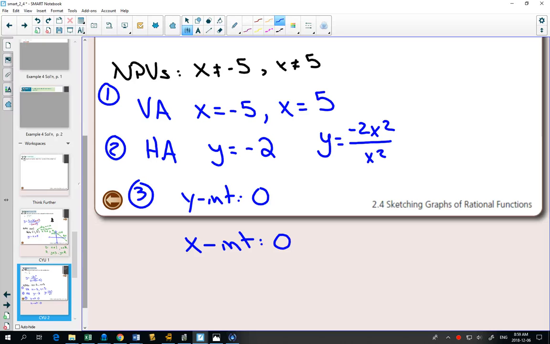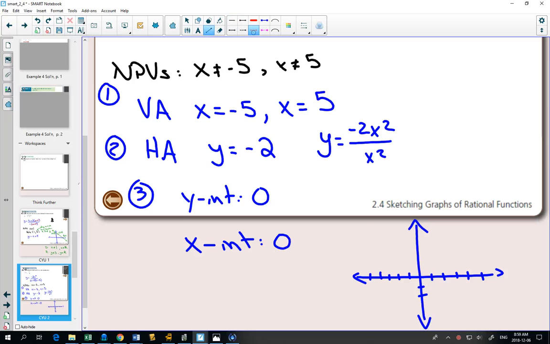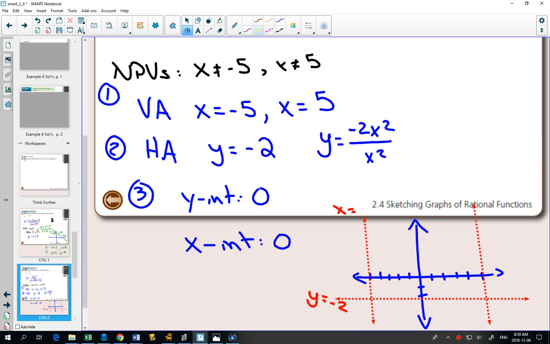So when we go to start graphing, we put in our asymptotes. So we have non-permissible values, vertical asymptotes at negative 5 and positive 5. And we have our horizontal asymptote at negative 2. Label each of our asymptotes. y equals negative 2, x equals negative 5, x equals positive 5. And right now we know one point. 0, 0.